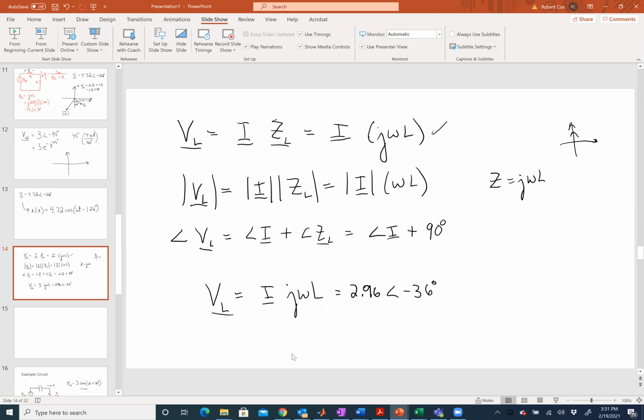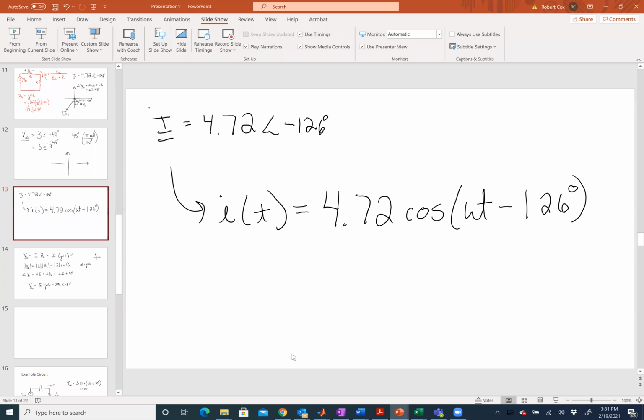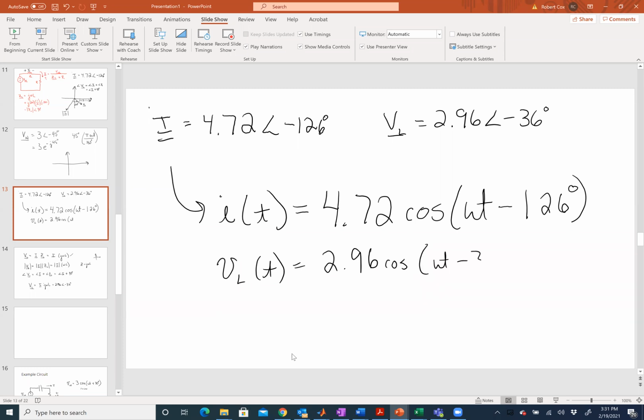So let's say now I want to look at I of t and V of t together. V sub L, we just said, was 2.96 volts and angle negative 36 degrees, right? So if I say, what's V sub L of t look like? What would V sub L of t be, the voltage across the inductor? 2.96 cosine omega t minus 36 degrees. Yep, you got it.